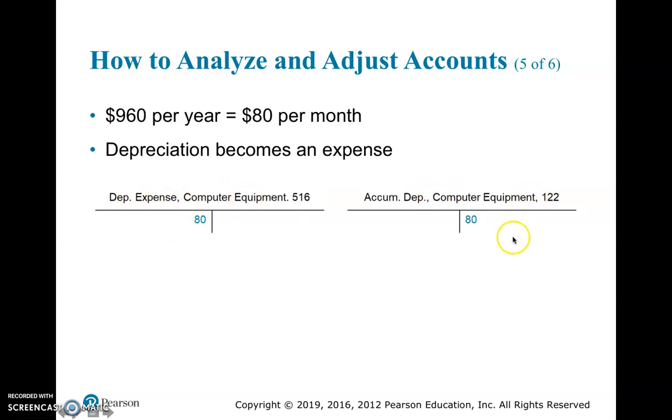and instead of crediting the asset directly, we're gonna credit a new account called accumulated depreciation. Why? Because, as I said, the cost principle says you cannot reduce or increase the cost of the asset that you purchased. What type of assets? Property, plant, and equipment type assets we're talking about in this case. And so we have to create a new account to show the usage. Accumulated depreciation is that account.